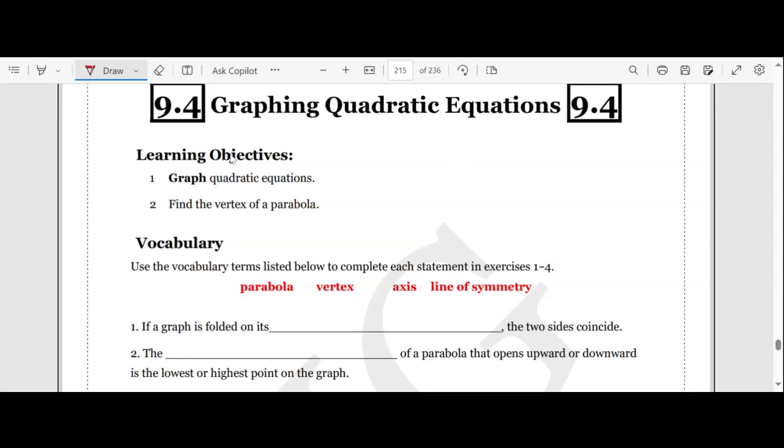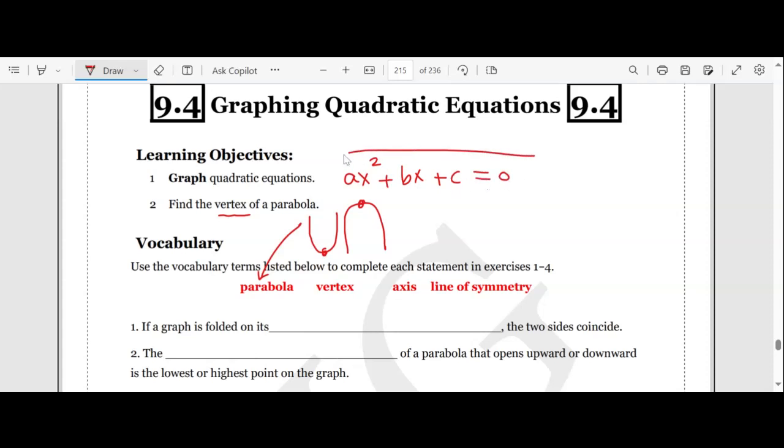9.4, graphing quadratic equation. Learning objectives: graph quadratic equation to find the vertex of the parabola. The parabola, usually this is the shape of the parabola, and it involves values like this, where the power is what? The highest power is what?